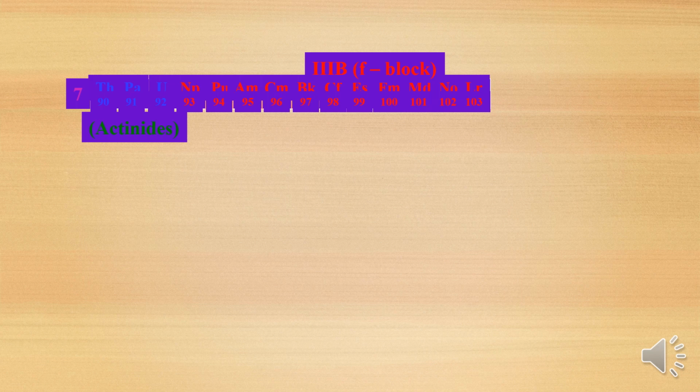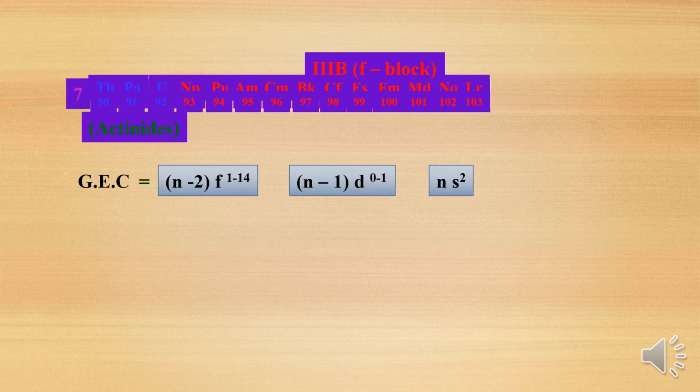Actinium series: atomic number 90 to 103. So that is the seventh period. These are called actinides, or the second inner transition series, or the 5f series. Now, the general electronic configuration of these actinides is (n-2)f1 to 14, (n-1)d0 to 1, and ns2.